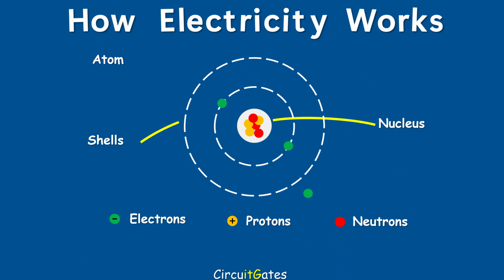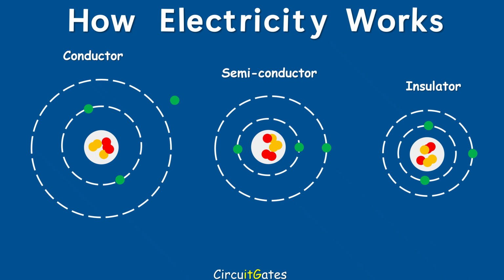The degree to which electrons are held by the nucleus of atoms of a material is the resistance of that material. Resistance is measured in ohms. The larger the value of resistance in ohms, the more resistant a material is. We have three types of materials grouped according to the degree to which electrons are held by the nucleus of atoms. They are conductors, semiconductors, and insulators.